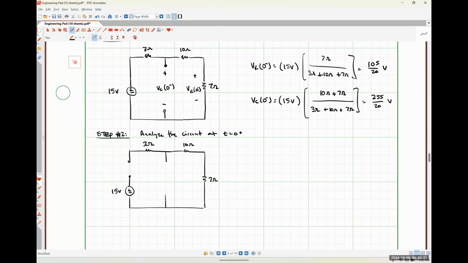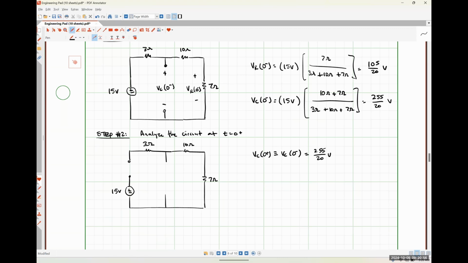Okay. So because we're looking at the circuit at exactly t is equal to 0 plus, the moment of time after our switch change states, we know that VC at 0 plus must be equal to VC at 0 minus. So this has to have a value of 255 over 20 volts. Okay. Literally cannot be anything else. The current flowing through the capacitor can be whatever it needs to be.